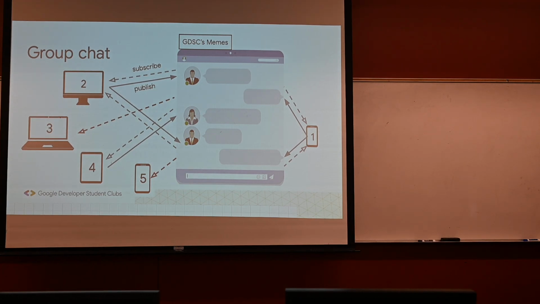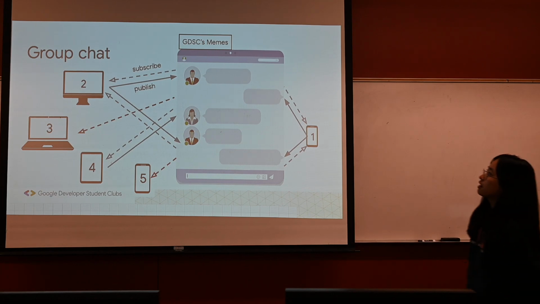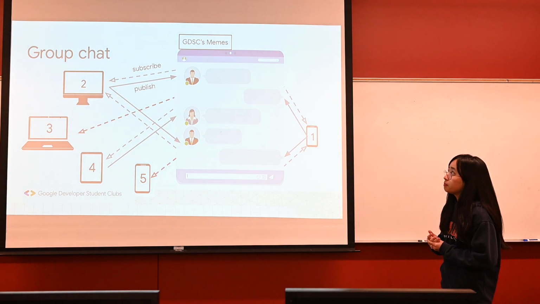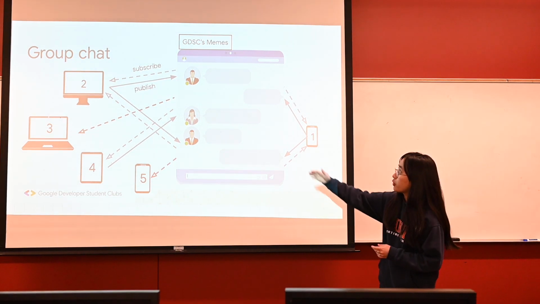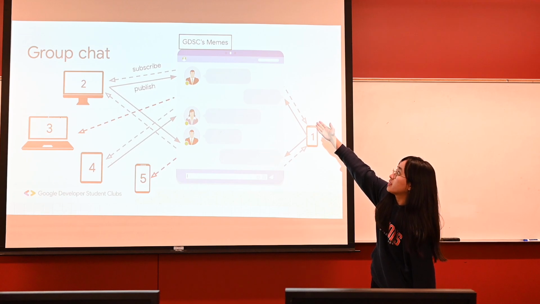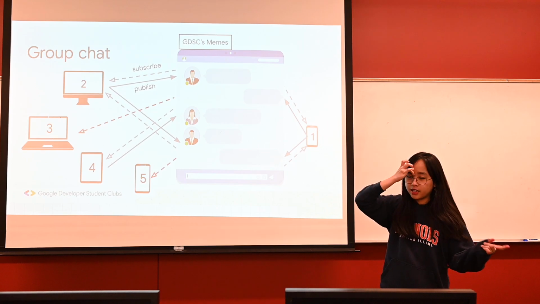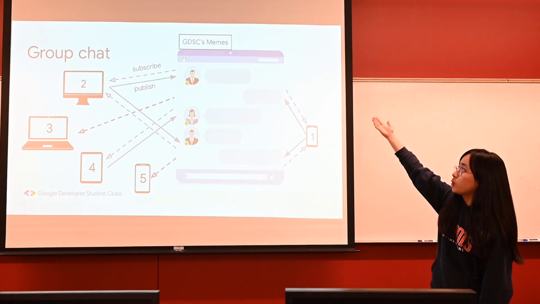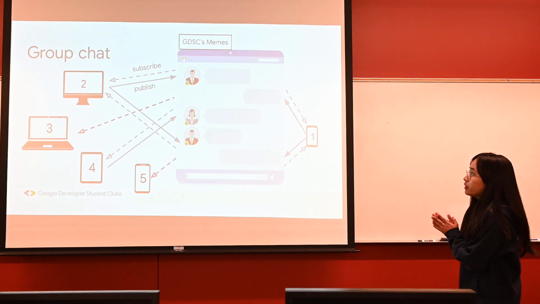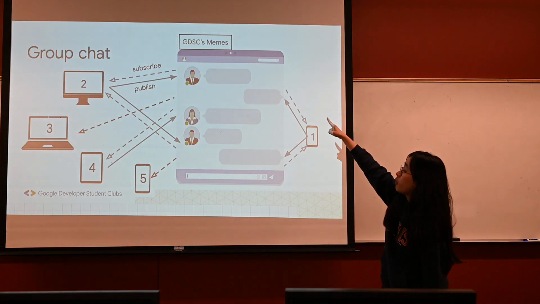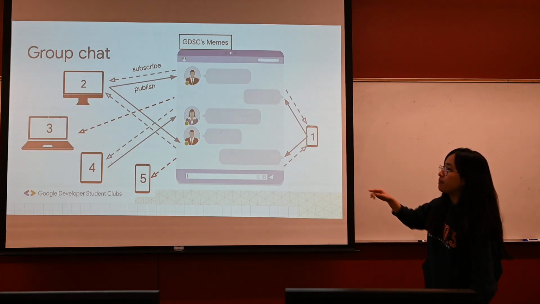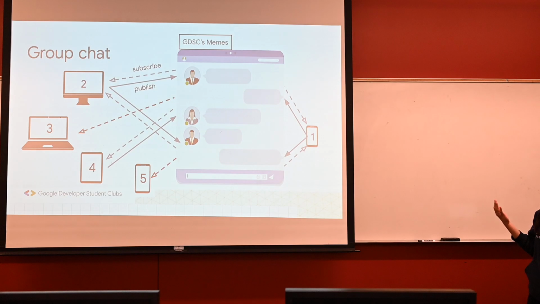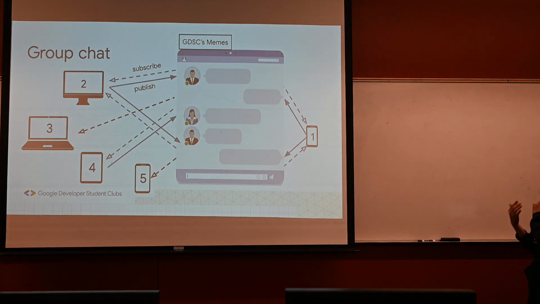Okay, so let's move on to the group chat. So how we use MQTT in real life. For example, we are all familiar with group chat, right? Say we have a group chat named GDSC memes, just like the one that we have in Discord. Imagine that is actually the topic that we want to subscribe to. Every single person in the network that is subscribing to the topic GDSC memes will be notified whenever anyone sends a message.